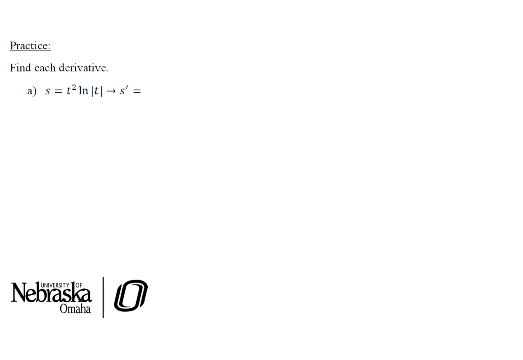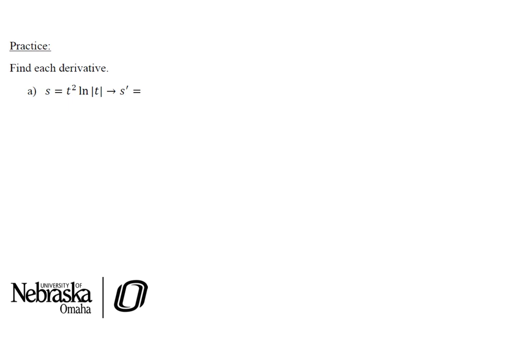Another example, s equals t squared times the natural log of absolute value of t. Okay, now we cannot take the logarithm of a negative number. So it was kind of assumed that this would be positive anyway. However, we can keep the absolute value in, kind of ignoring it as we find the derivative.